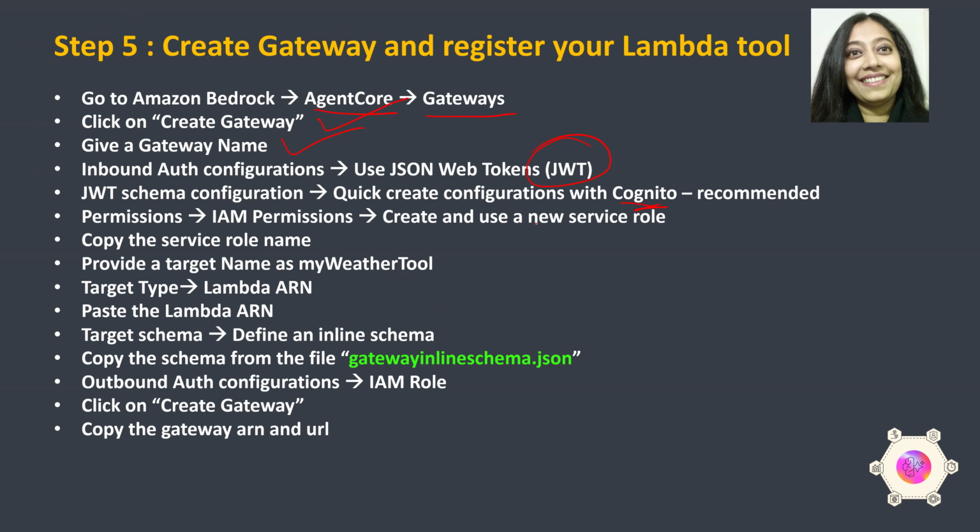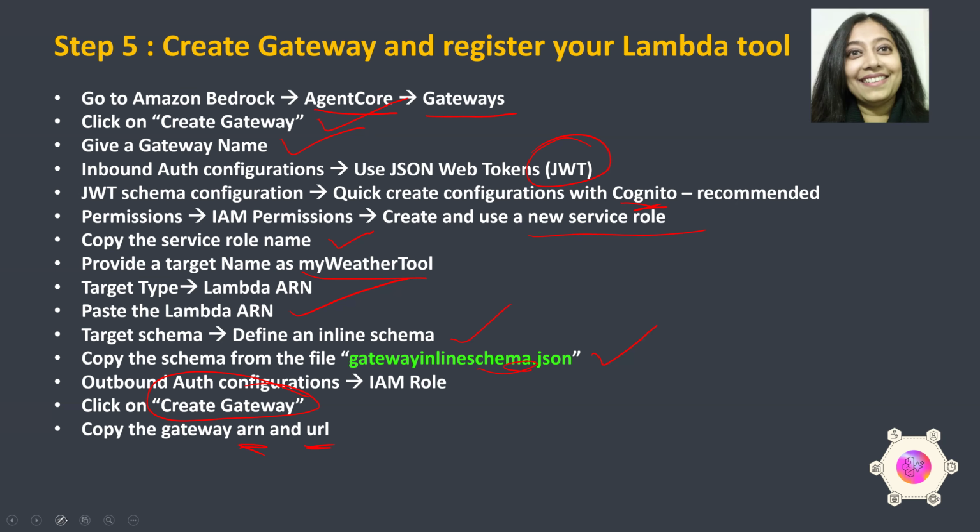We will create a new service role. Please copy the name of that service role. Provide a target, my weather tool. You can give any target name that you like. Copy and paste our lambda's ARN. Define an inline schema. The schema is available in this particular file. And then finally go ahead and create our gateway. At the end, we will copy our gateway's ARN and URL.